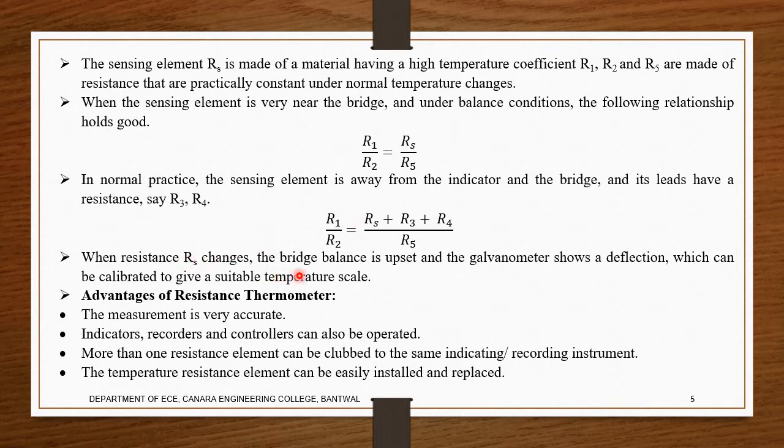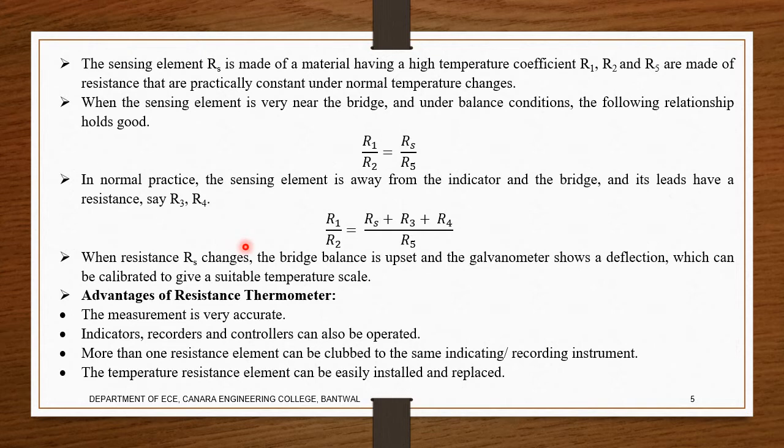When the resistance R changes, the bridge balance is upset. RS changes there, and the galvanometer shows a deflection, which has to be calibrated to give a suitable temperature. As I said, whatever the change in the temperature, it has to be considered with reference to a table there.